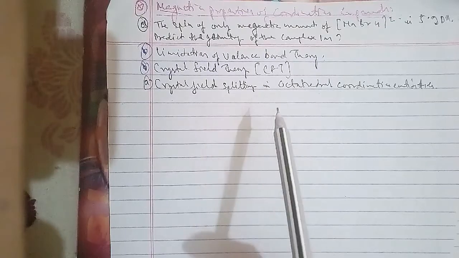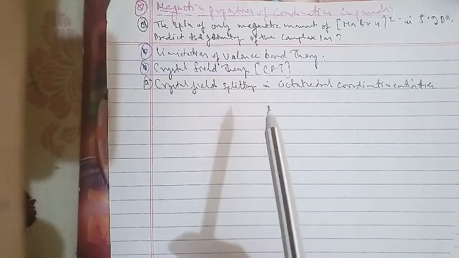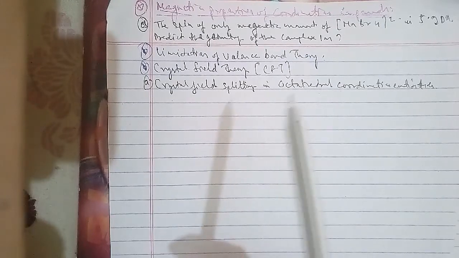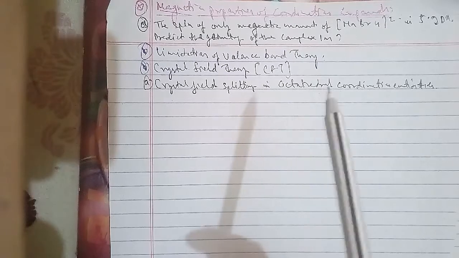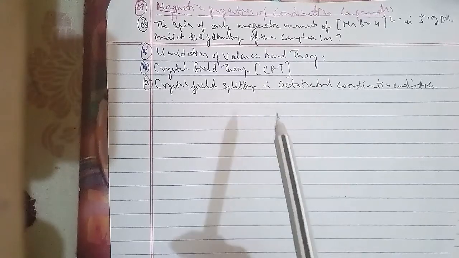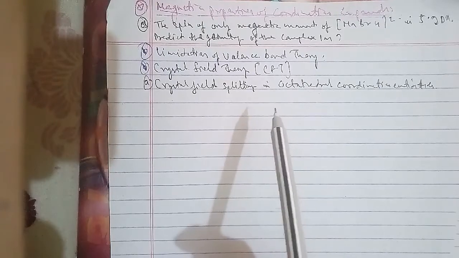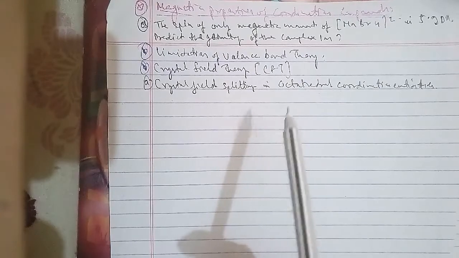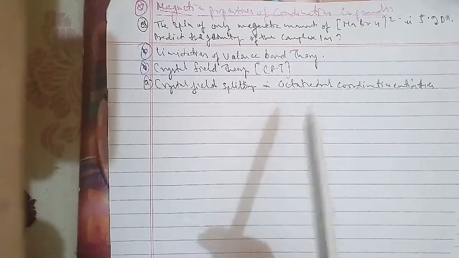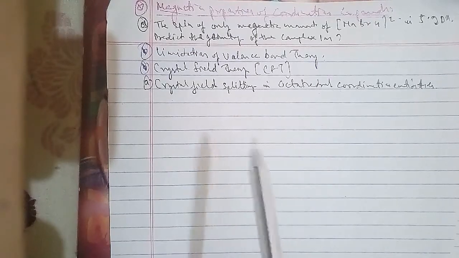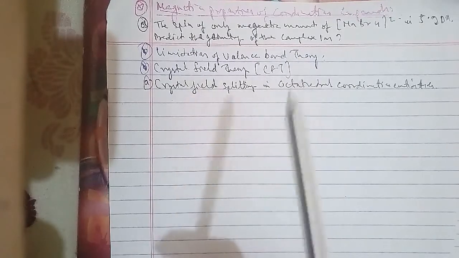The splitting of the degenerate levels due to the presence of ligands in a definite geometry is termed crystal field splitting, and the energy separation is denoted by delta O, where the subscript O stands for octahedral. Thus, the energy of the two eg orbitals will increase by 3/5 of delta O, and that of the t2g will decrease by 2/5 delta O.